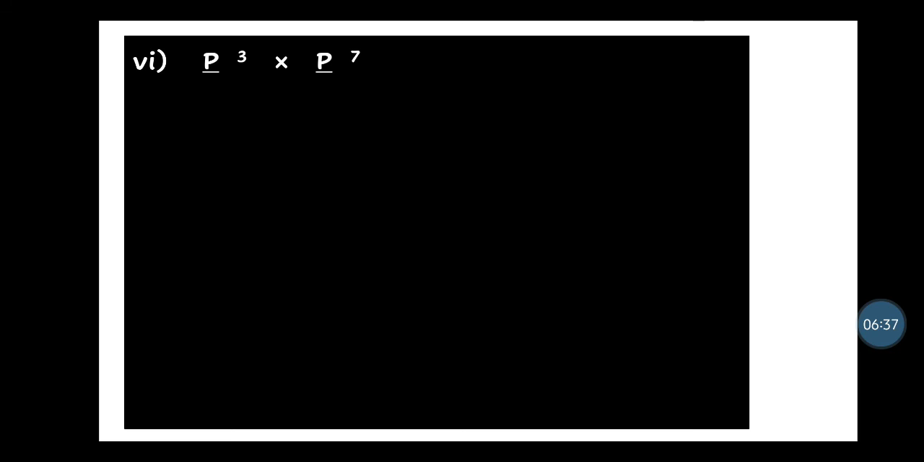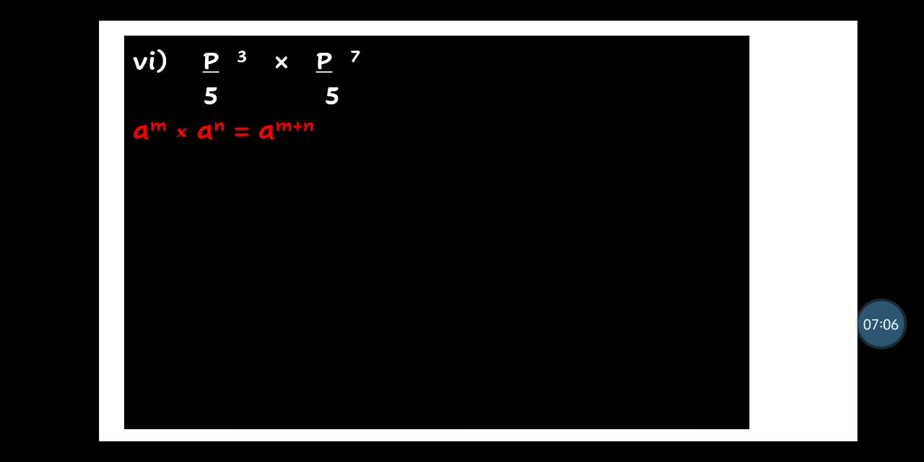The last one, p upon 5 the whole cube into p upon 5 raised to 7. Here the bases are same and operation used is multiplication. So, we'll apply our rule, that is a raised to m into a raised to n is equal to a raised to m plus n. So, here a is p upon 5, m is 3 and n is 7.